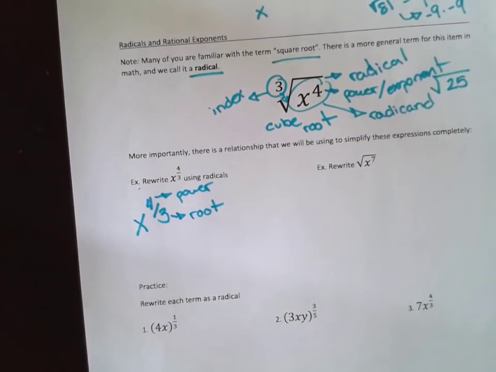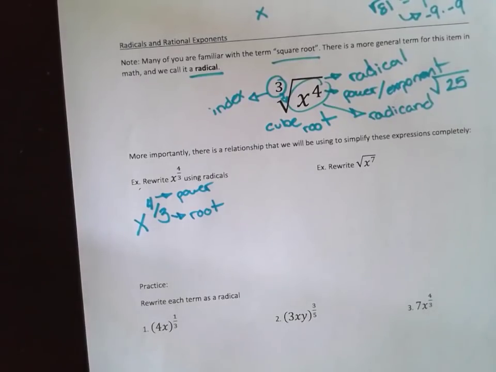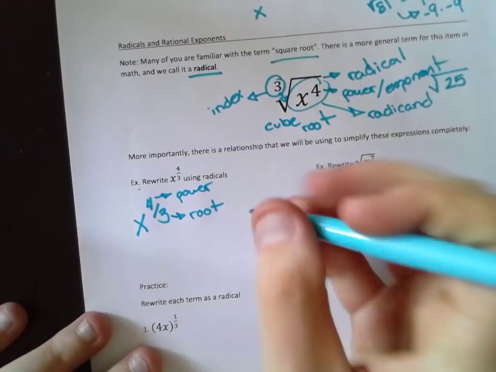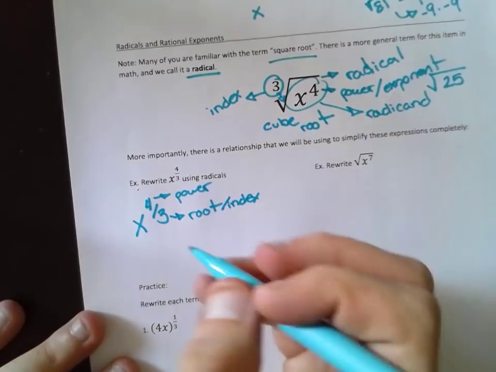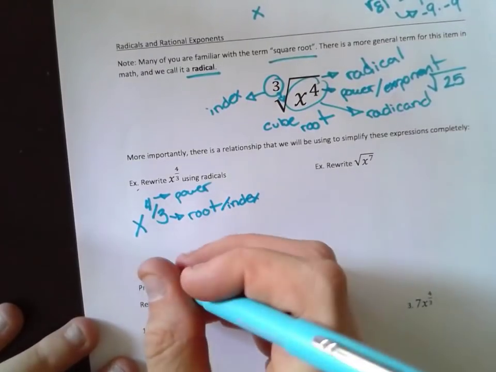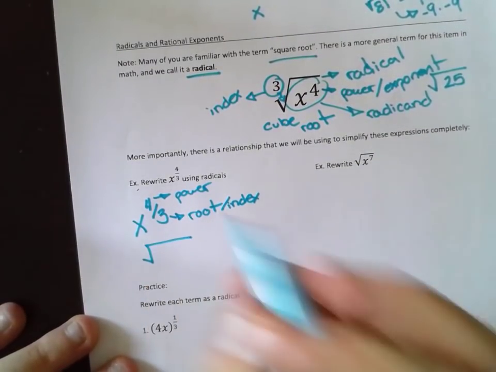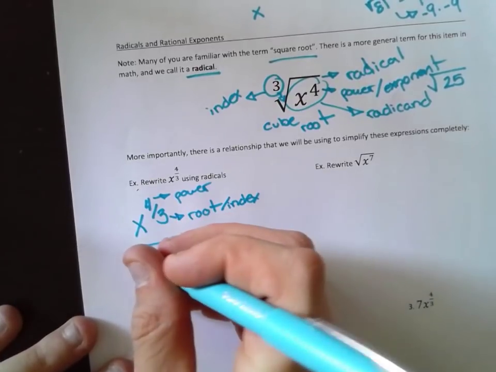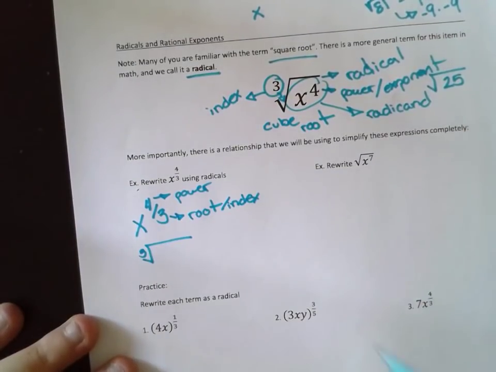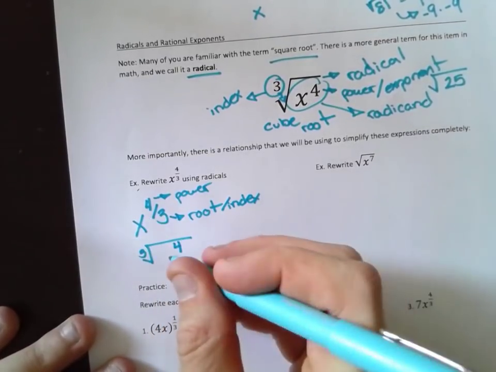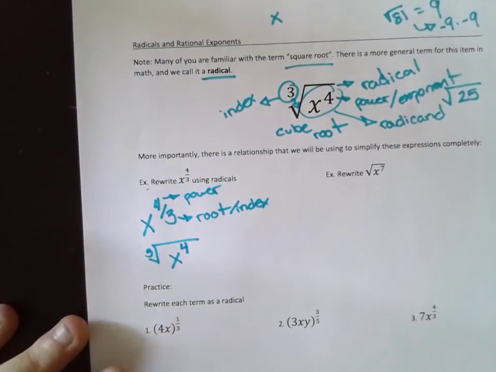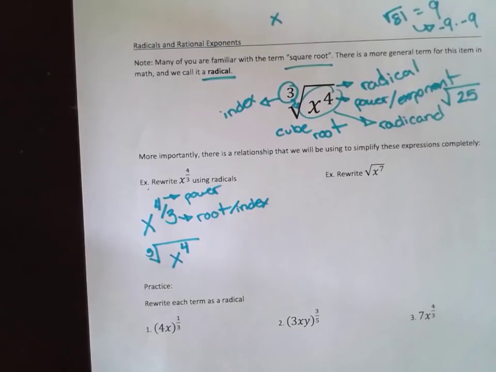Do I have a 4th root? A cube root? A square root? Again, the denominator tells me my root, so that's going to be the index. So if I'm going to rewrite this, I write my radical. I know I need a root of 3. I know I'm going to have an exponent of 4, and obviously my term, x. And that's it. There's nothing else to it.